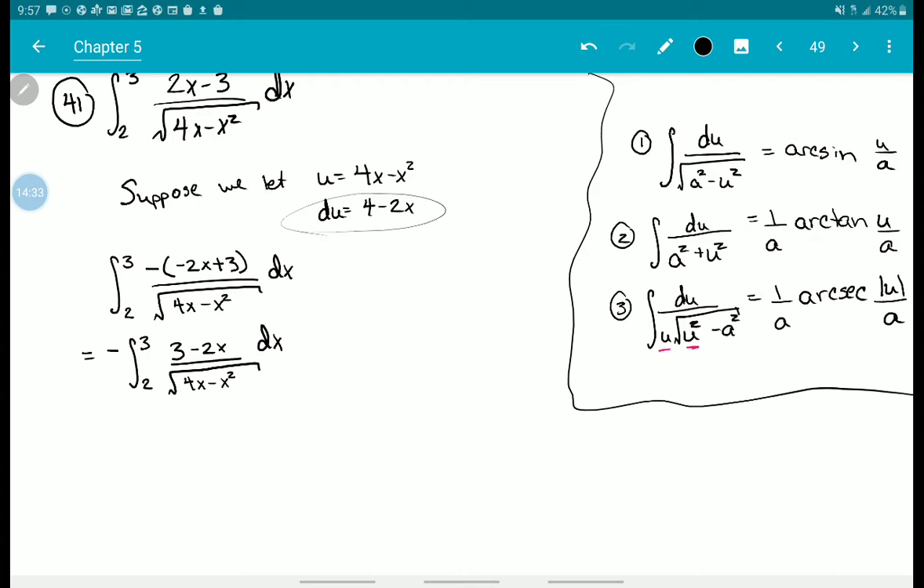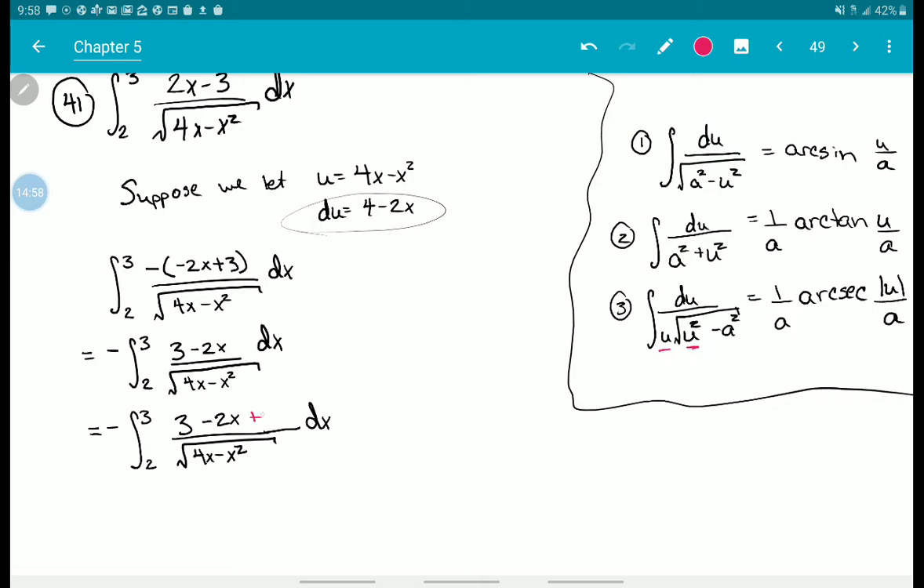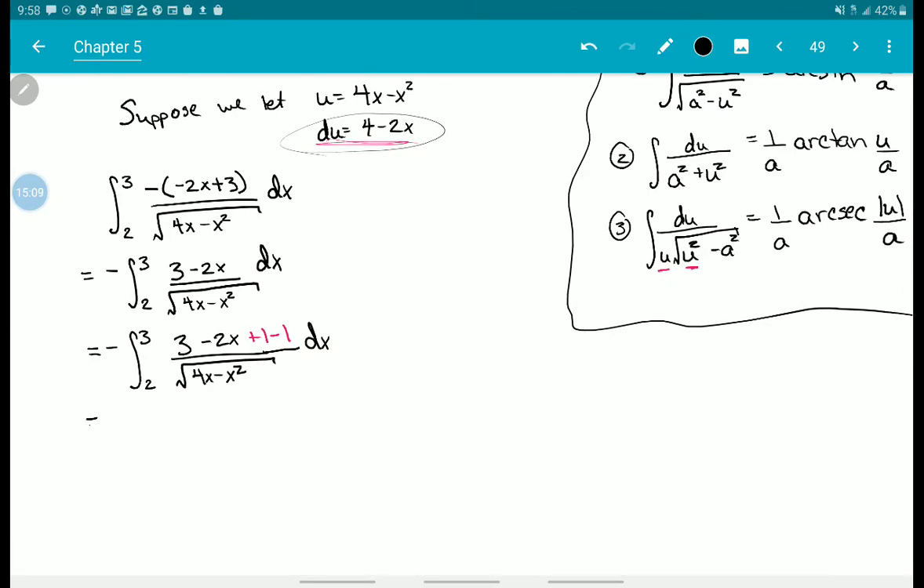Okay, but instead of a 3, we actually need a 4 here. So let's tweak this problem a little bit. Let's do something really clever and add 0 again. So we have 3 minus 2x in the top, square root of 4x minus x squared in the denominator. So we're going to add and subtract 1. And you'll see what's going to happen here in just a second.